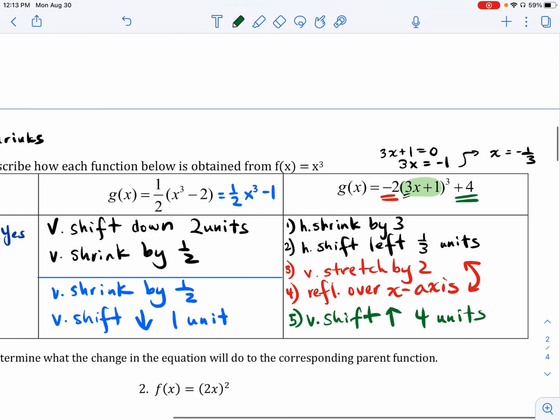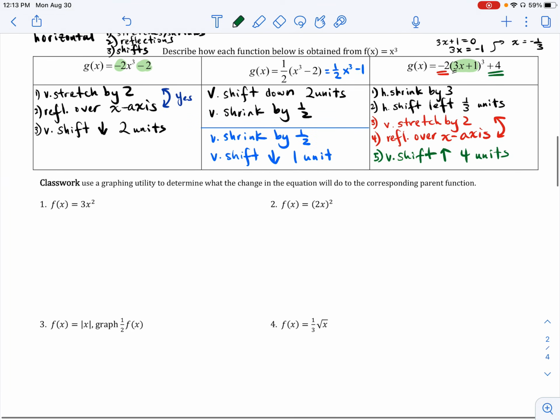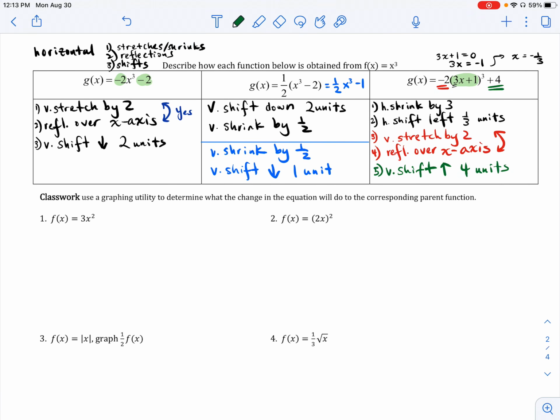Okay? So try these practice problems here on this page, and in the next video, I will discuss briefly how to graph transformed functions.